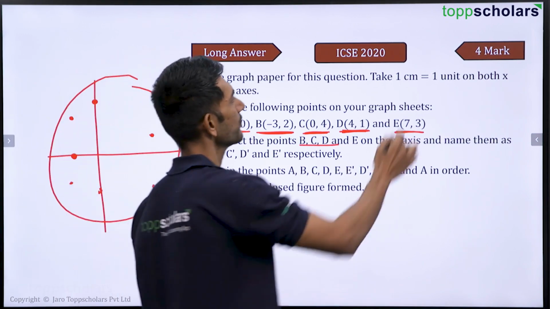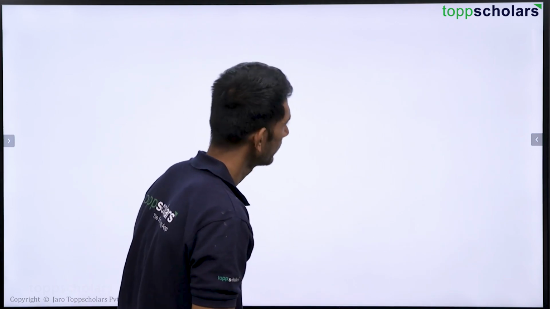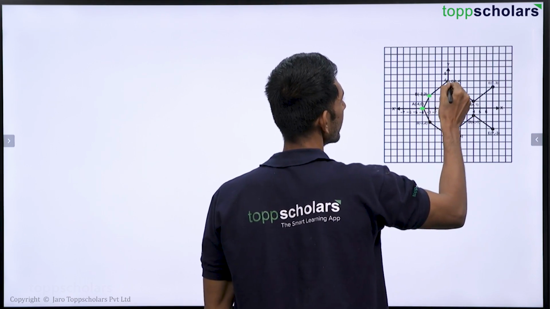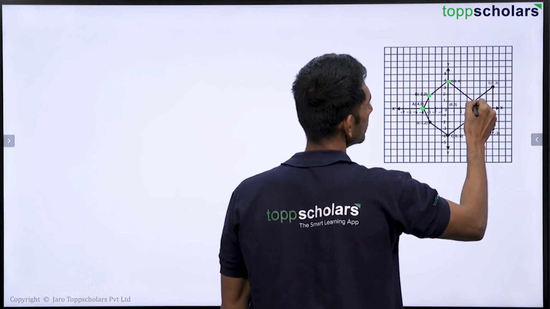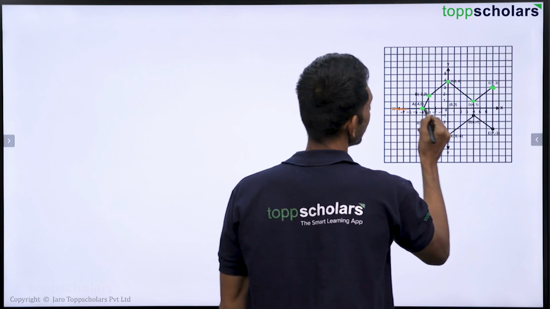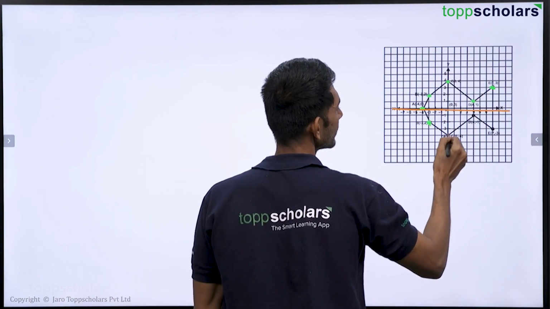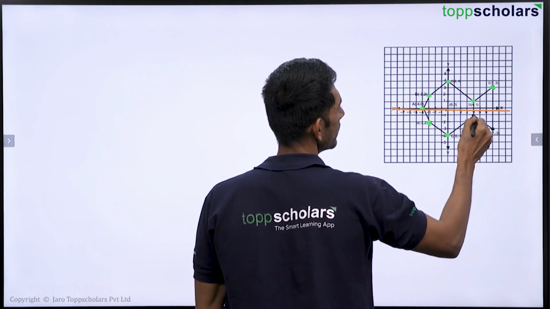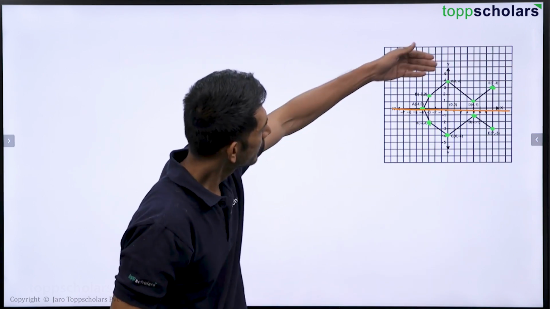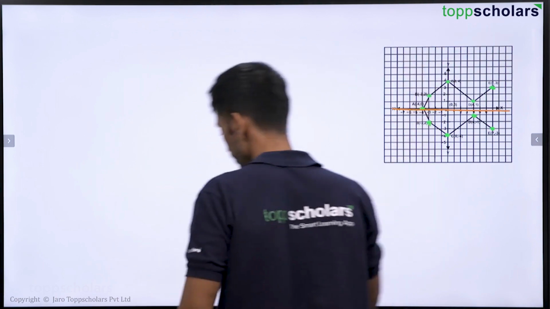So let us see. See. So our actual points were A, B, C, D, E. And this line is the x-axis. So the points will go down. This is B', C', D', and E'. Correct? If this is 0 comma 4, okay. Reflection under the x-axis. So what is the condition? Condition for reflection.